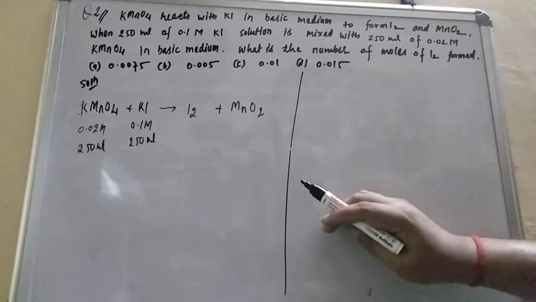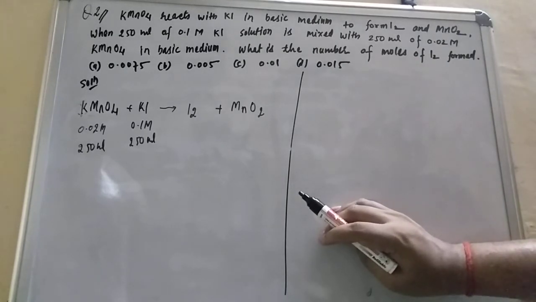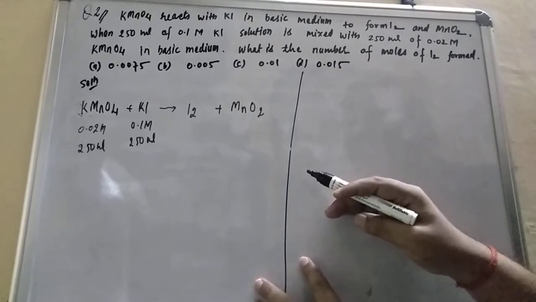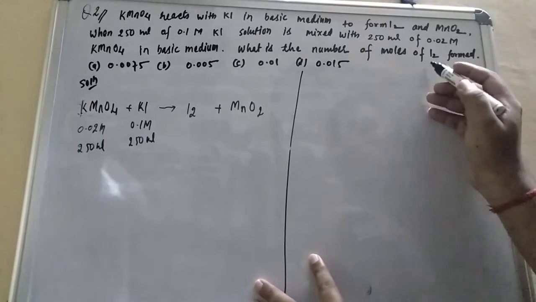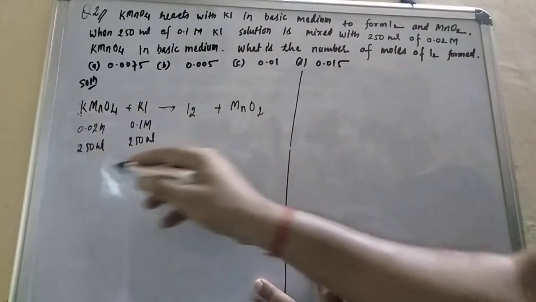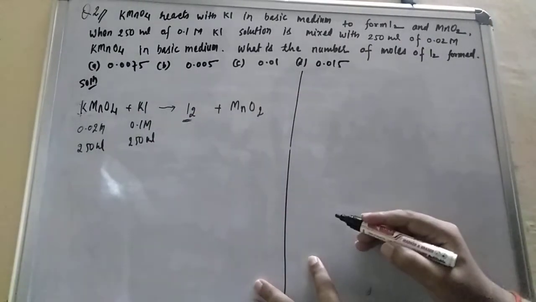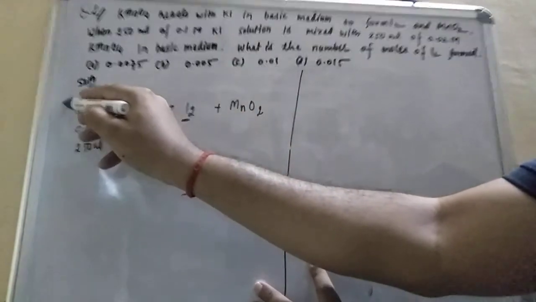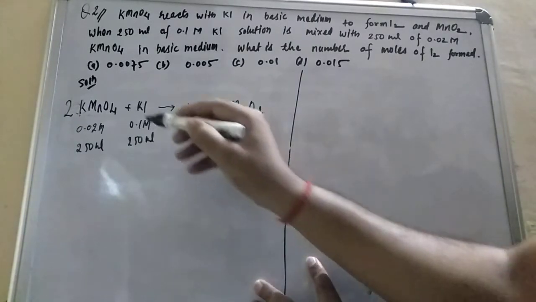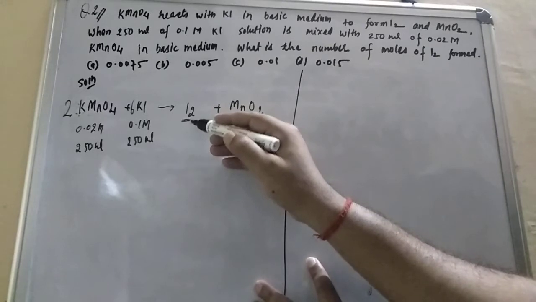Now student, if you are going to understand this problem, what can we interpret from this question? Mixed in basic medium, what is the number of moles of I2 formed? So if these many moles are reacting, how many I2 will form? First of all we have to write the balanced equation. If you are adding 2 moles of KMnO4 and it is reacting with 6 moles of KI, then how many moles of I2 will form?